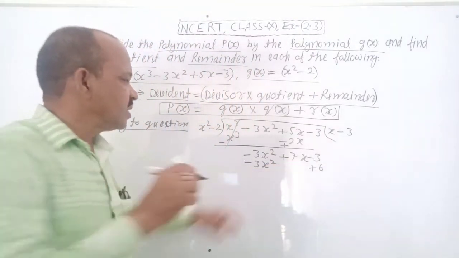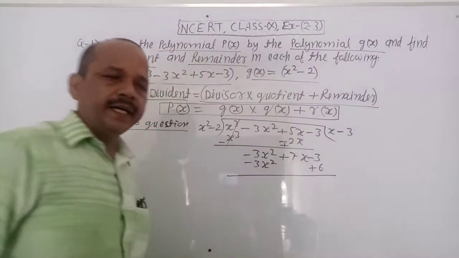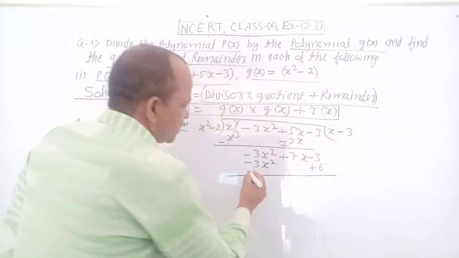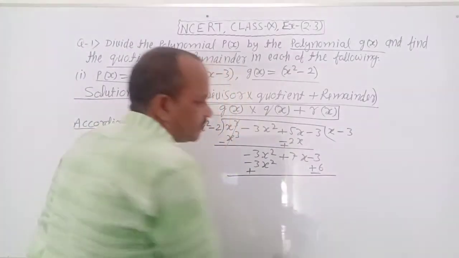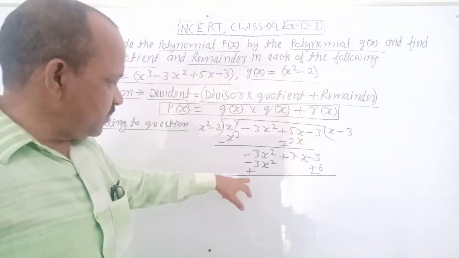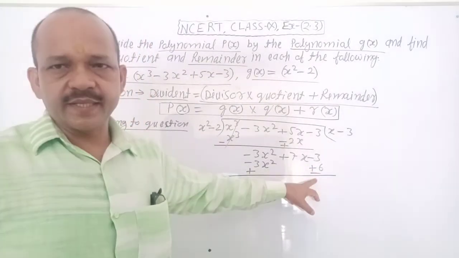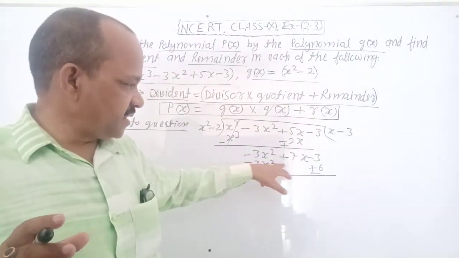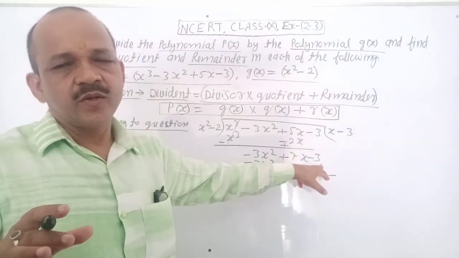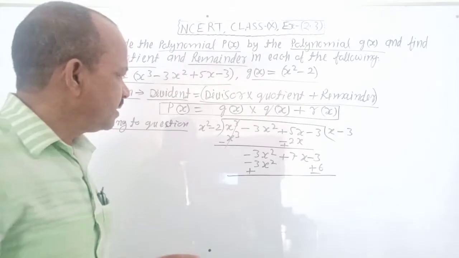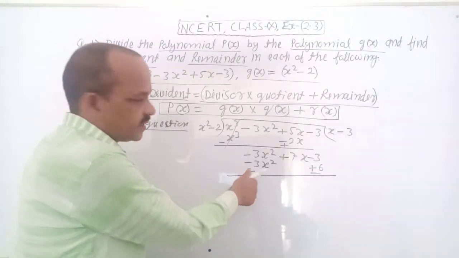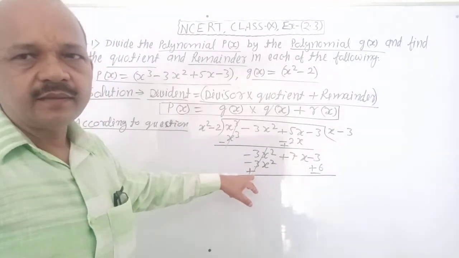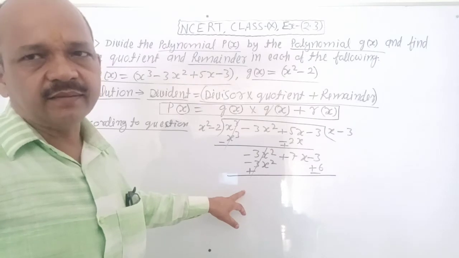Now you draw a line and subtract it. So you change the sign. Minus becomes plus and plus becomes minus. You subtract minus 3x square and plus 6, so you change its sign. Here minus and here plus. It means you can cut it.